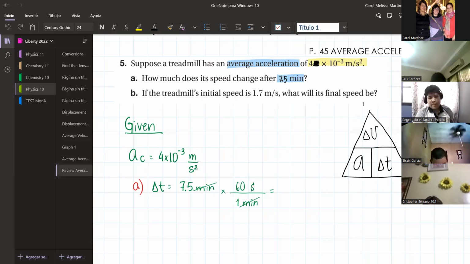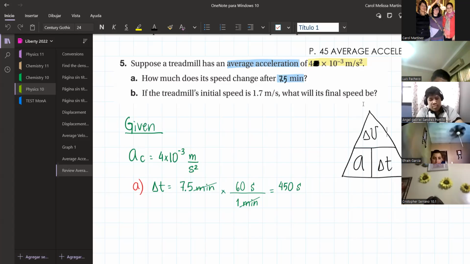This gives me 450 seconds. Okay? So I have the time, and in this part A, it's telling me how much its speed changes after 7.5 minutes. Remember that I told you the other day that speed and velocity are not exactly the same, but they are very close, okay? Here, because the problem is not mentioning any direction, that's why the problem says speed.